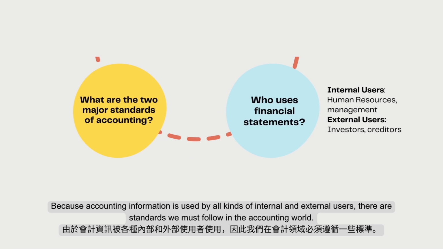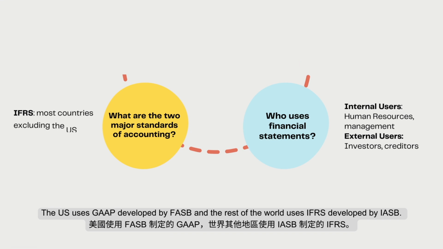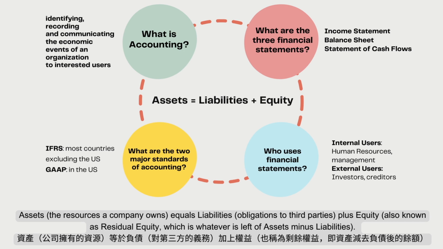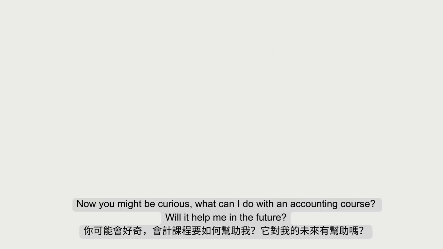Because accounting information is used by all kinds of internal and external users, there are standards we must follow in the accounting world. The US uses GAAP developed by FASB, and the rest of the world uses IFRS developed by IASB. Last but definitely not least, the most important equation. Do you remember it? Assets, the resources a company owns, equals liabilities, obligations to third parties, plus equity, also known as residual equity, which is whatever is left of assets minus liabilities.